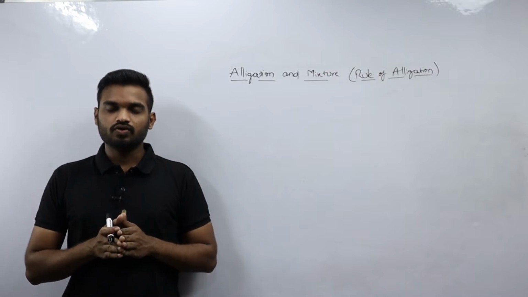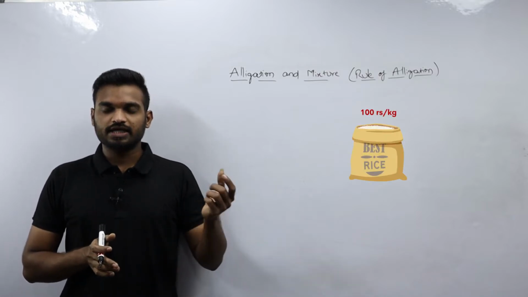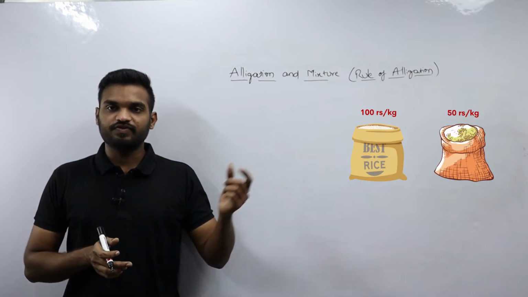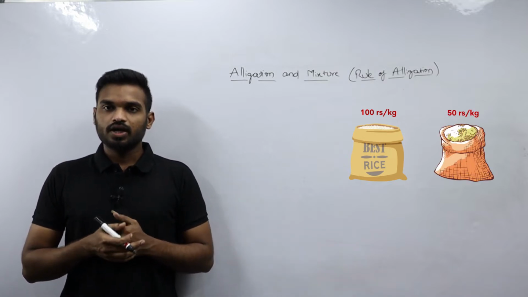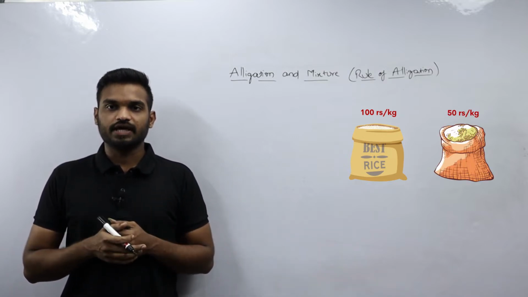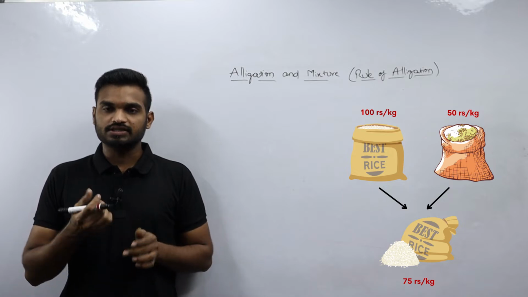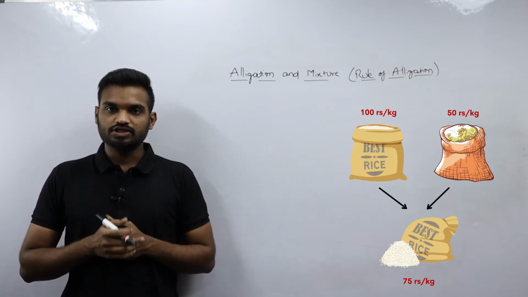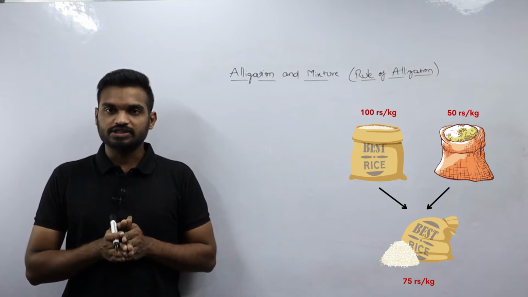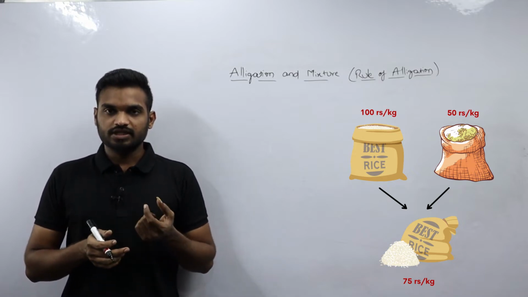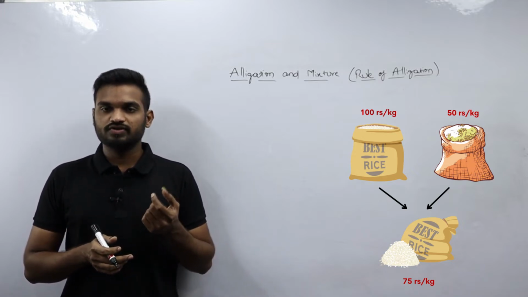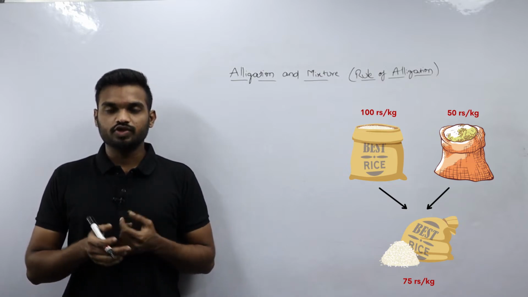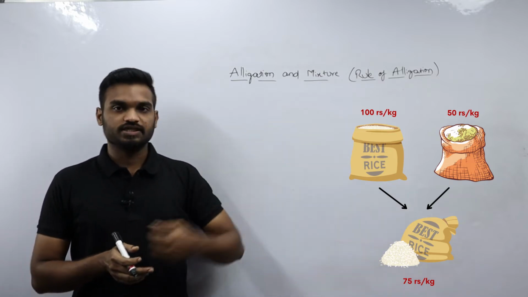Suppose I have one quantity of rice that costs 100 rupees per kg, and I also have another quantity of rice that costs 50 rupees per kg. Now I need to mix both quantities of rice such that I can sell the resultant quantity for 75 rupees per kg. The question is, in what ratio do I need to mix both quantities so that the resultant quantity has a value of 75 rupees per kg? To solve this kind of problem we use the method called Rule of Alligation.